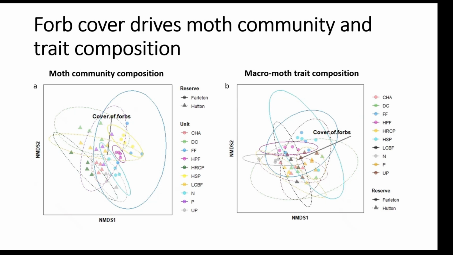The differences seem to be in the community were between the SSSI units, but also there's quite a defining split between the 2 reserves in moth community composition. And the same sort of applied to the trait composition of the macromoths as well.